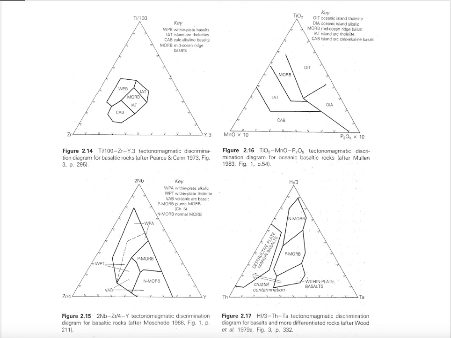Then on the lower right hand we have the hafnium concentration divided by 3 at the top. Then on the left corner we have thorium, and on the right corner we have tantalum. Then we have the different fields inside. We have the N-MORB, we have the P-MORB, we have the within plate basalts, and we have the destructive plate margin basalts, which are affected by crustal contamination.